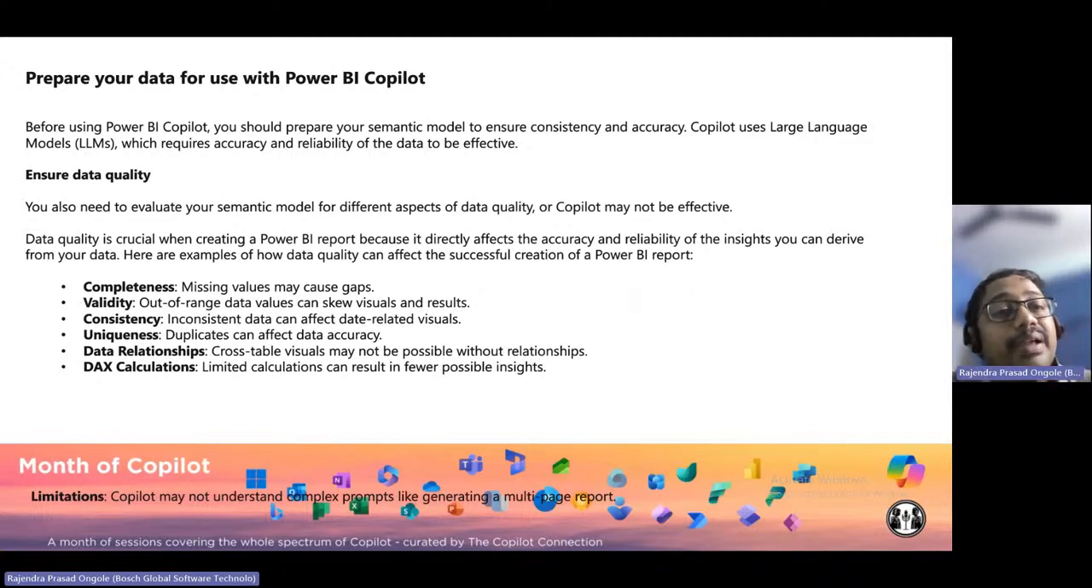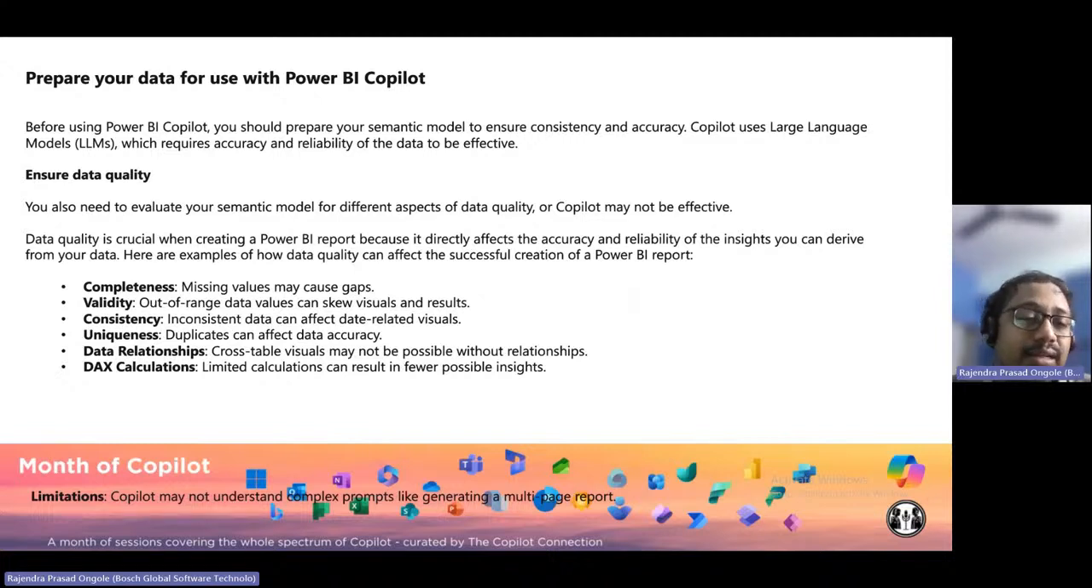Likewise, how are we going to prepare the data for using Copilot? Before using Power BI Copilot, you have to prepare the semantic model and ensure the consistency and accuracy of the data models too. The data quality part plays a very important role and directly affects the accuracy and reliability of the insights. Key measures here are completeness, missing values, data validity like ranges, consistency based on related dates and visualizations, and uniqueness, like if my data has duplicates.